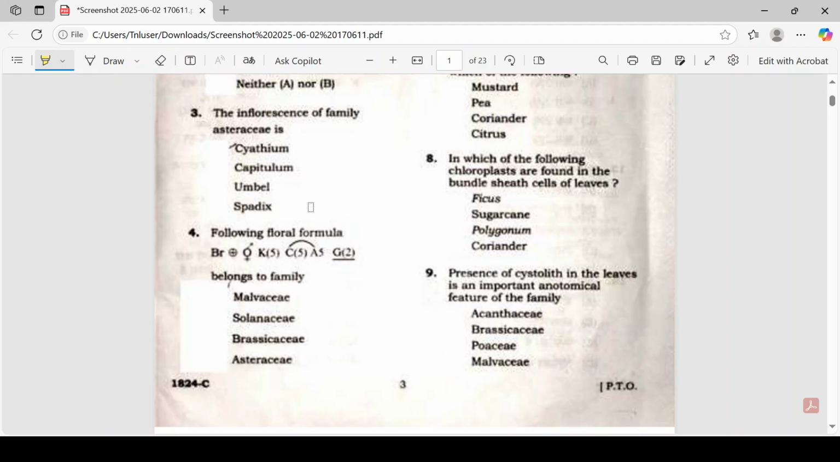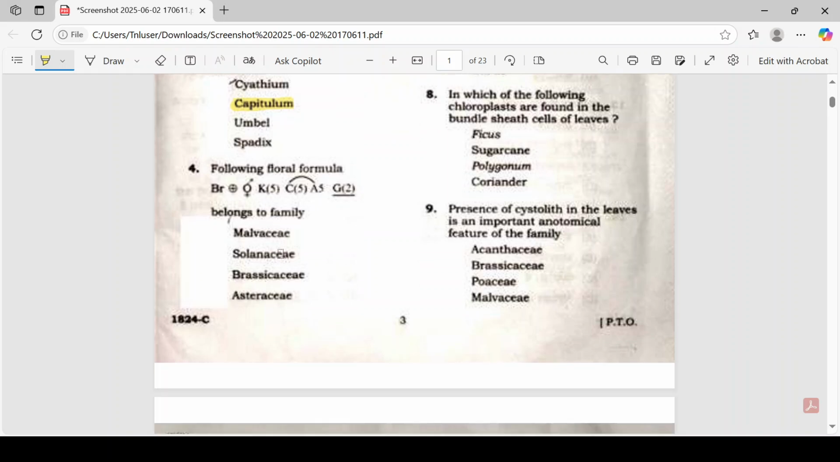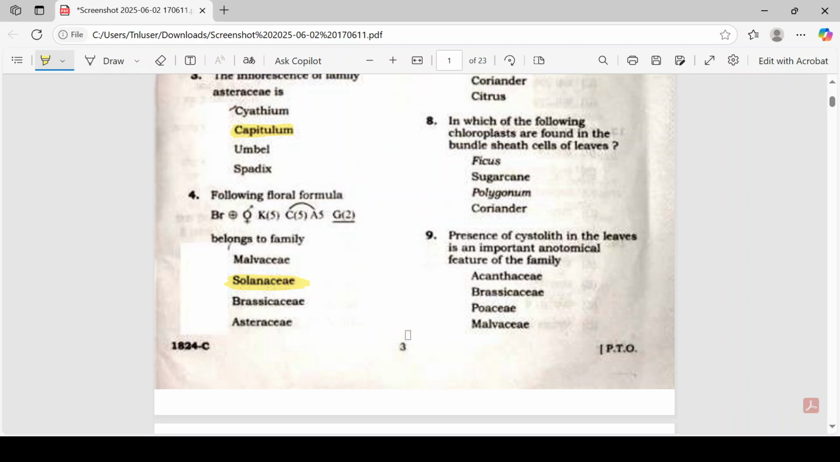The third question is the inflorescence of family Asteraceae. The correct answer for this particular question will be option number B, that is capitulum. Let's proceed further. The question coming from floral formula, a very easy question we can say. The correct answer will be Solanaceae, that is option number B. Let's now proceed further.